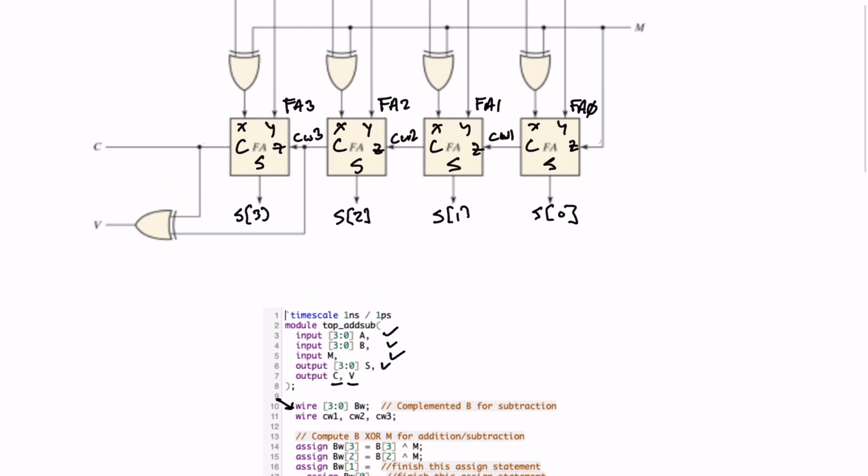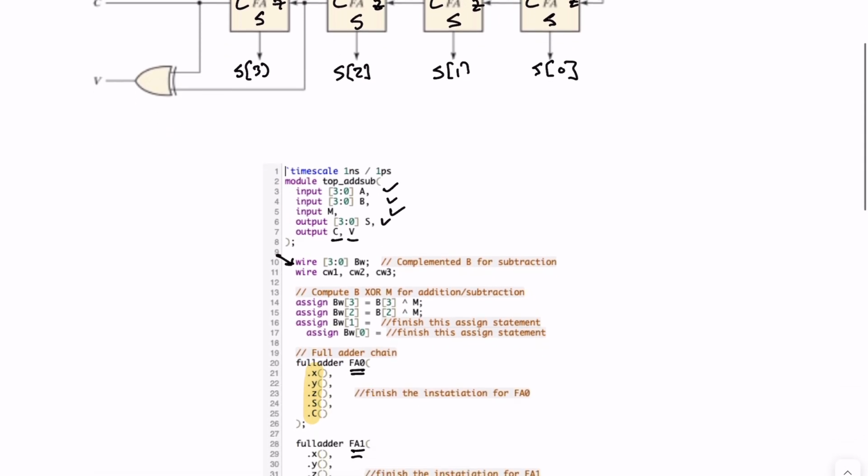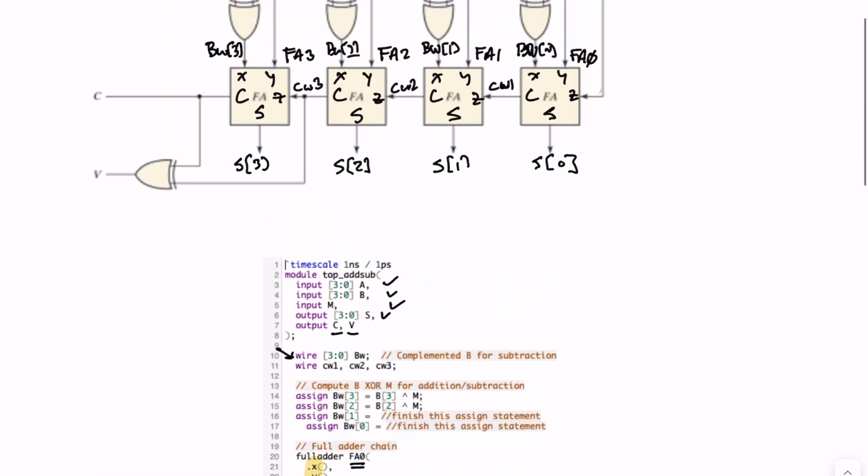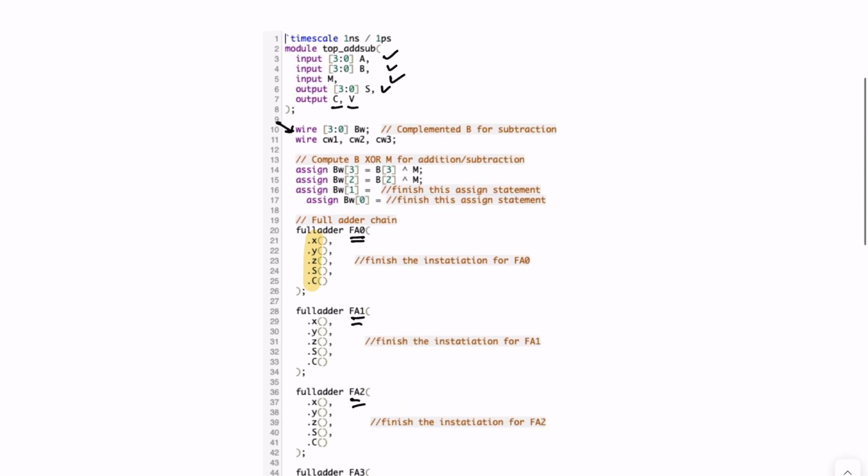All right, so this would be BW3, BW2, BW1, and BW0. It's kind of hard to write in that small of a space, sorry. So I have the wires coming out of the exclusive ORs also labeled. All right, so your job is to look at this RTL diagram and fill out the rest of the connections.